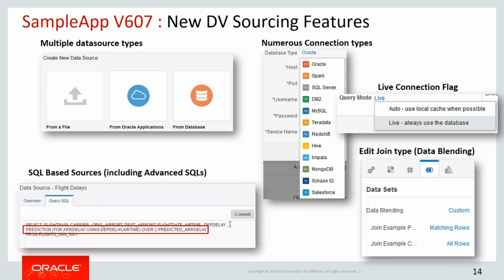There are some new data sourcing features. This is a list of sources that you can access at this point. By the way, I've seen that's growing. Stay tuned for new ones that are coming out. There's the ability to include SQL-based sources, including, by the way, advanced SQL, such as a prediction function that's built into the Oracle database, part of the Oracle Advanced Analytics option, and the ability to do data blending, that type of thing.